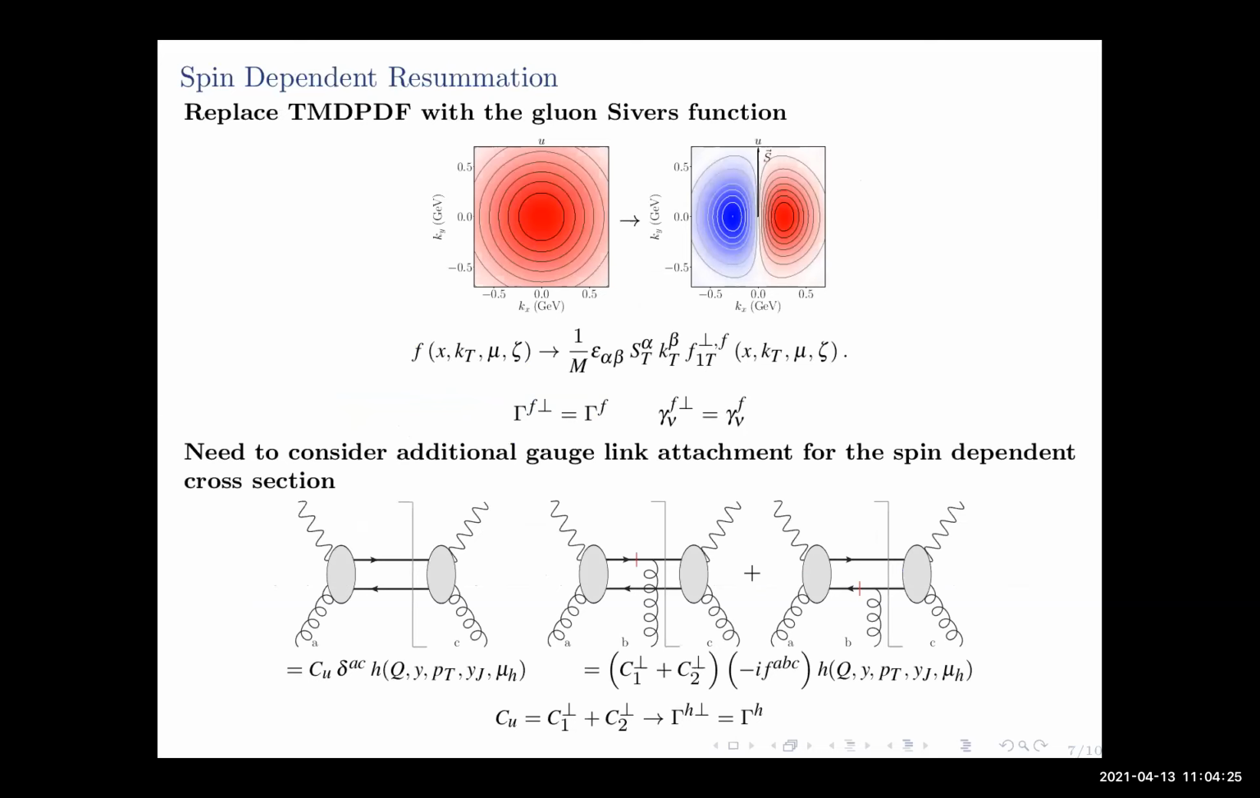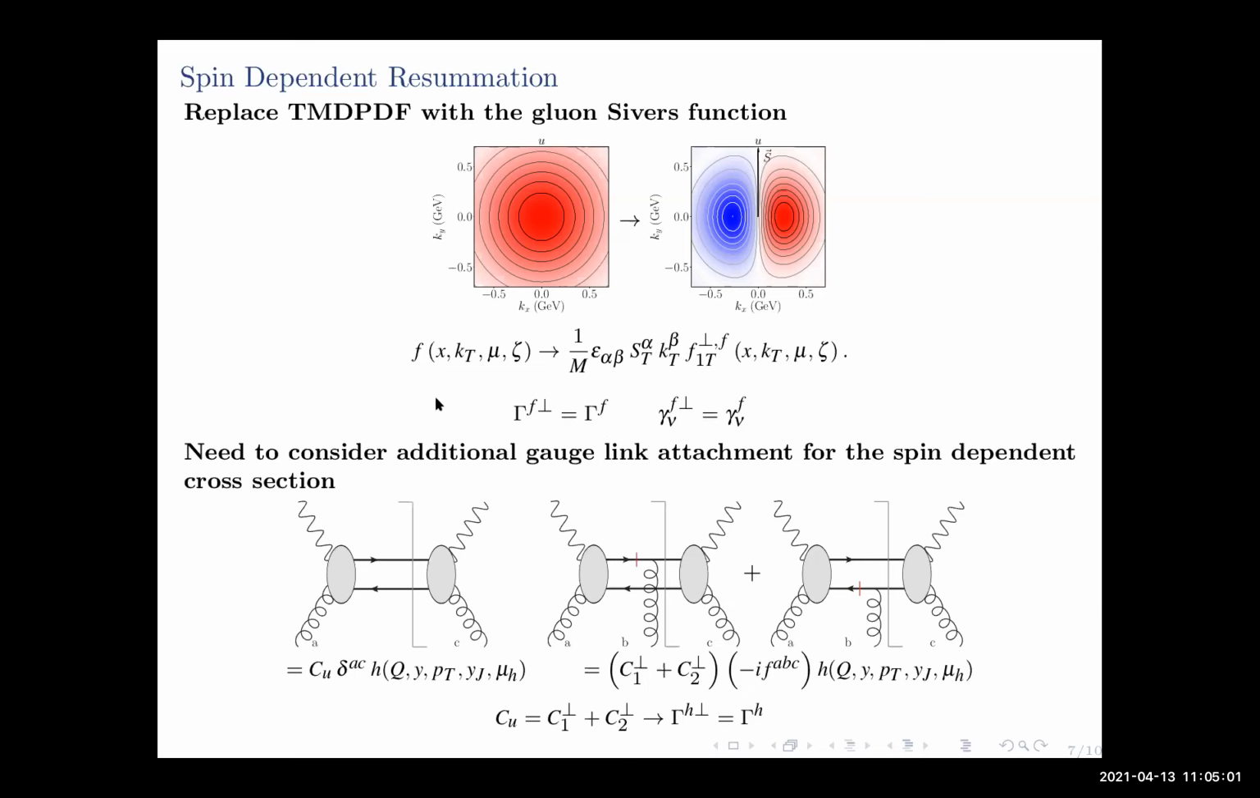Okay, so far I've discussed the factorization theorem for the unpolarized case. How do we get the factorization for the spin-dependent case? It's actually quite simple in soft collinear effective theory. We can simply replace the unpolarized TMD PDF with the gluon Sivers function. We make this replacement, and we know that the anomalous dimension for the Sivers function and the anomalous dimension for the unpolarized TMD PDF are the same. We also know that this holds for the rapidity anomalous dimensions for these two functions. Okay, so now we made this replacement.